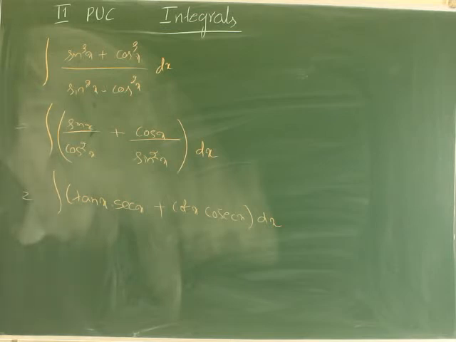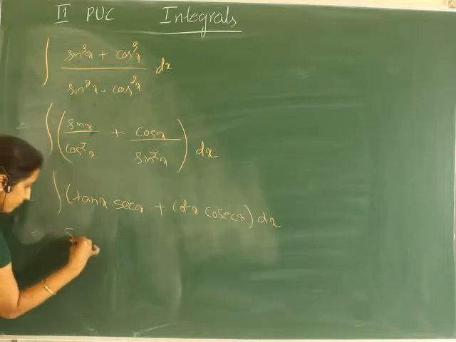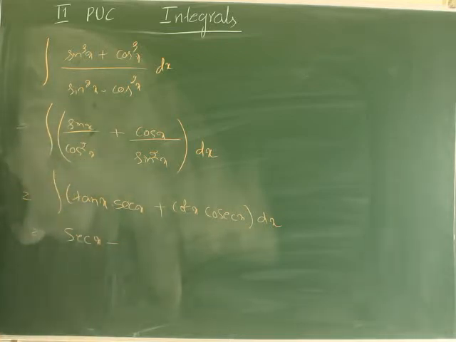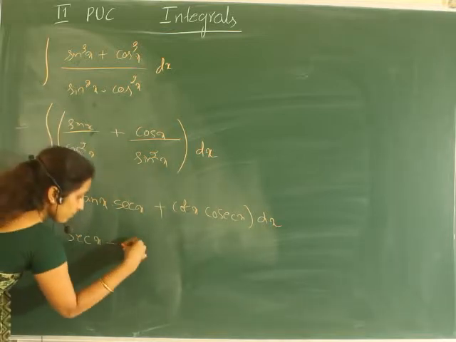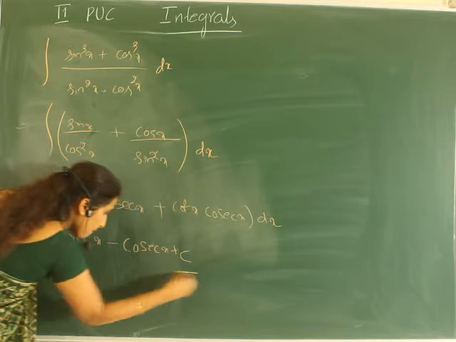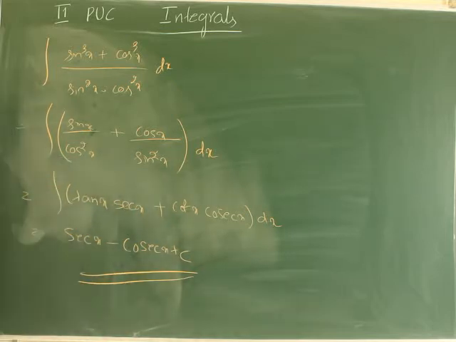So what is the integral of tan x into secant x? We know that tan x into secant x is the derivative of secant x. Therefore the integral will be secant x. Then the integral of cot x cosec x will be minus cosec x. So the answer is secant x minus cosec x plus c. So this is the answer for that question.